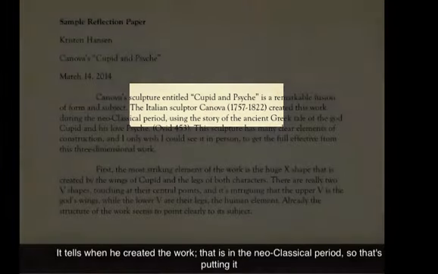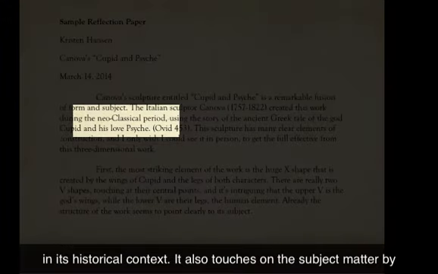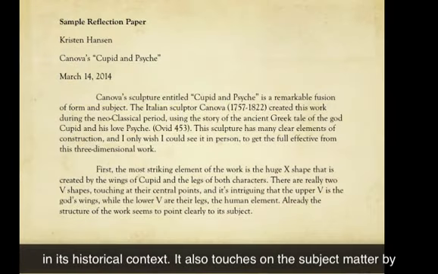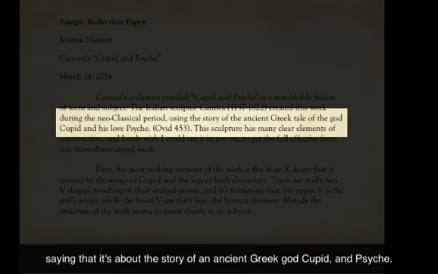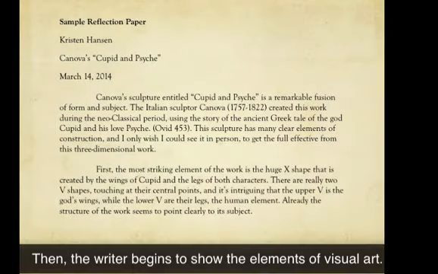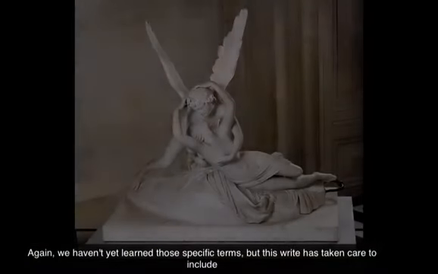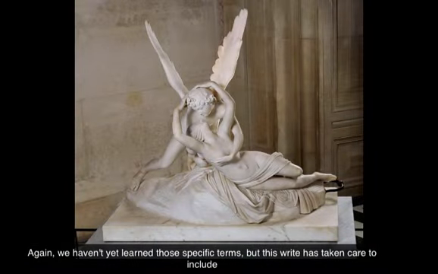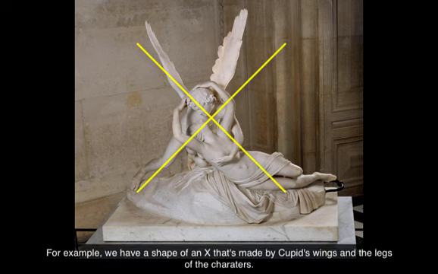It tells when he created the work, that is, in the neoclassical period, so that's putting it in its historical context. It also touches on the subject matter by saying that it's about the story of an ancient Greek god, Cupid, and Psyche. Then the writer begins to show the elements of visual art. Again, we haven't yet learned those specific terms, but this writer has taken care to include examples of how that structure in the visual work is accomplished. For example, we have a shape of an X that's made by Cupid's wings and the legs of the characters.